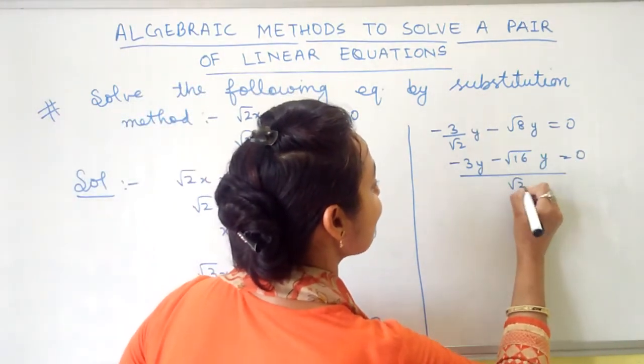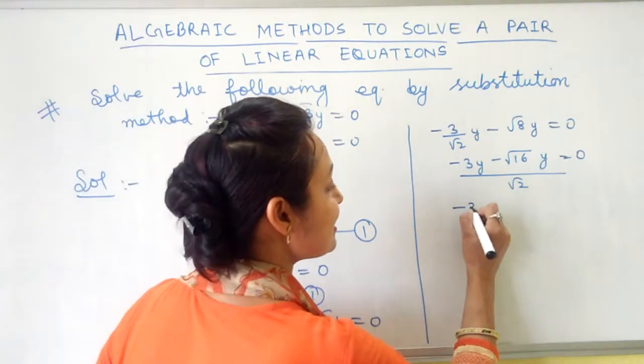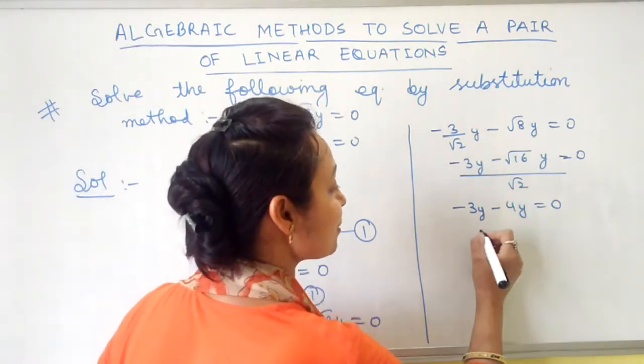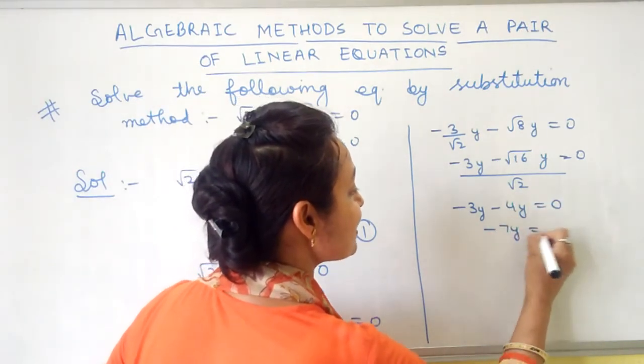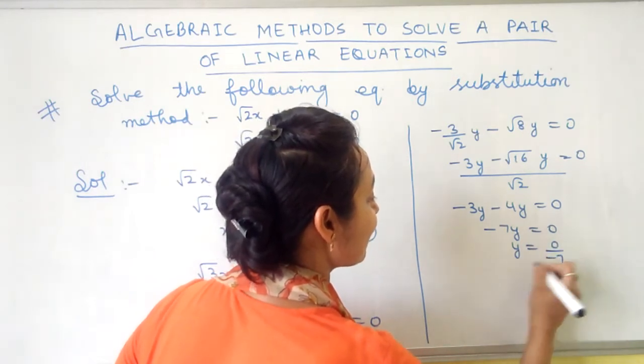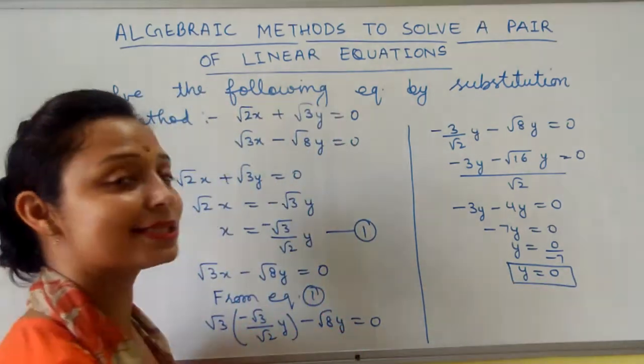Divided by √2, that goes on the right hand side and becomes 0, and it is minus 3y minus 4, 4 4s are 16, 4y = 0. That means minus 7y = 0 and y = 0. Divide by minus 7, again 0. So we have the value of y, that is 0.